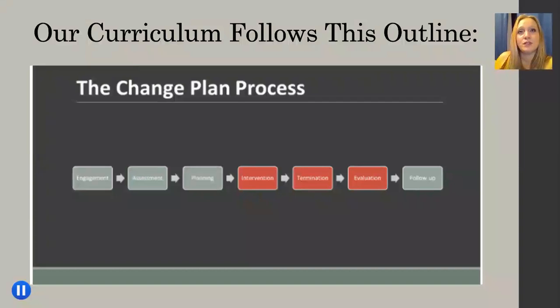When it comes to the organization of the curriculum, the change plan process is central to how we designed our outline. In this process, engagement is the initial connection opportunity. Assessment is a check-in. Planning is an overview of what's to come. Intervention is the lengthiest portion and contains the educational materials. Termination is a recap. Evaluation helps us to understand if the meeting was helpful, and follow-up is discussion of what's to come for the coach and the team.